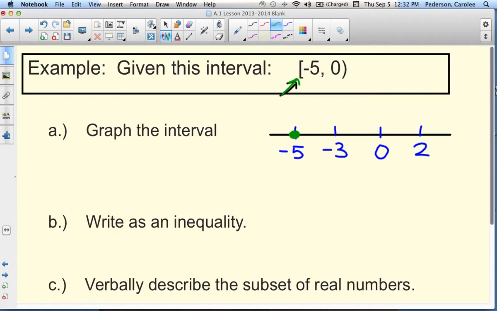And it's going to include all the numbers between -5 and 0. And it has to include just a little to the left of 0. So that's an open circle. And that's how you can graph it. If you want it as a bracket to a parentheses.